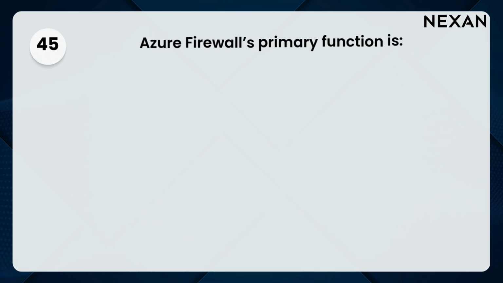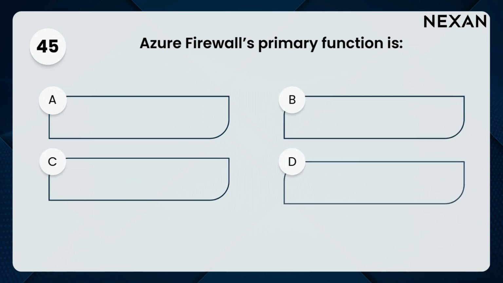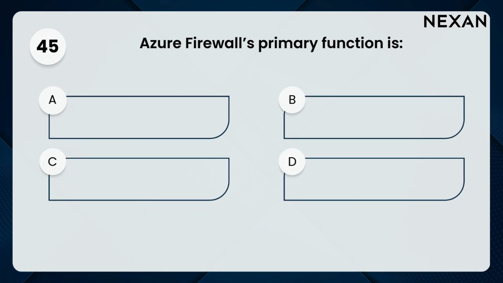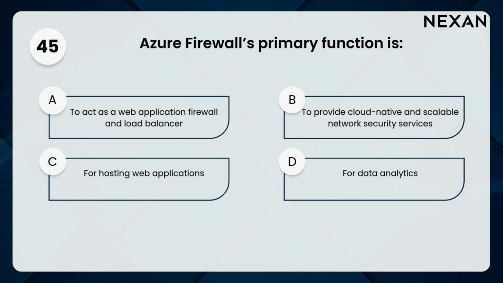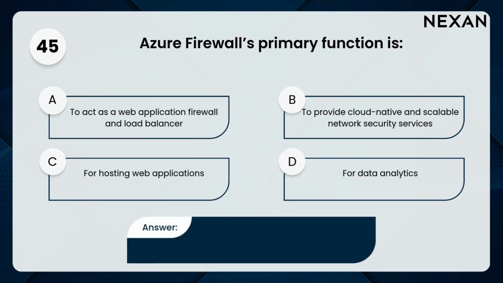45. Azure Firewall's primary function is A. To act as a web application firewall and load balancer. B. To provide cloud-native and scalable network security services. C. For hosting web applications. D. For data analytics. Answer. B. To provide cloud-native and scalable network security services.